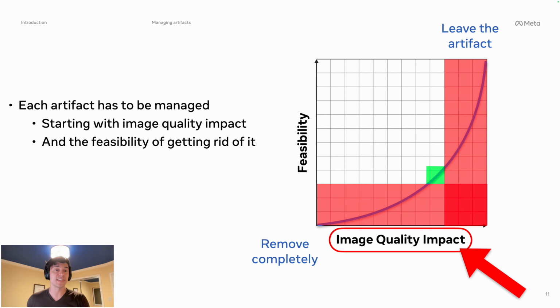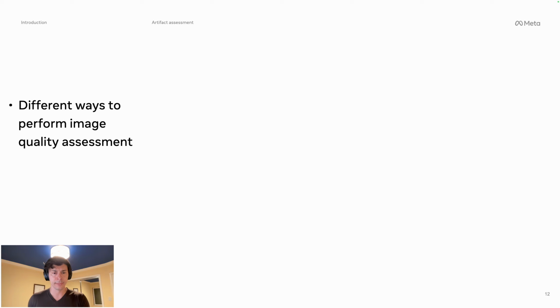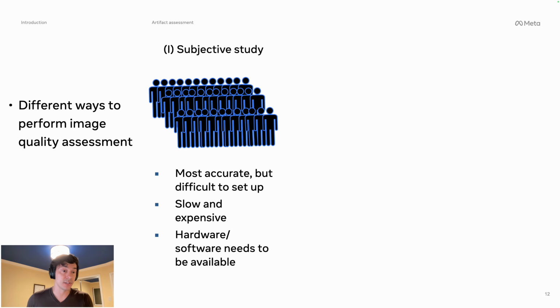Now, for this talk specifically, we're interested in how to quantify, how to answer this question, whether an artifact has acceptable or unacceptable image quality impacts when it's either present or it's being reduced to some extent or worked on. And for that, there's different ways of performing the assessment. So, for example, one way that everybody is probably familiar with is to run a subjective study, a user study. Of course, that's the most accurate one because people will be looking at the artifact and really rating it and talking about whether it's good or not.